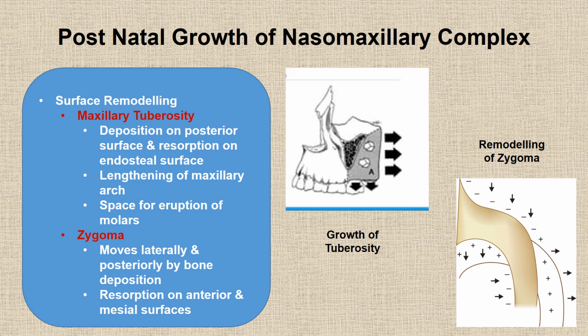Now, the maxillary tuberosity: there is deposition on the posterior surface and resorption on the endosteal surface. This causes a lengthening of the maxillary arch, which gives space for the eruption of the molars. Now the zygomatic bone moves laterally and posteriorly by bone deposition. There's resorption on the anterior and mesial surfaces.